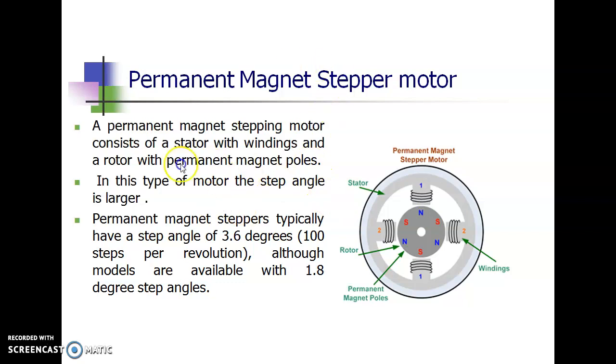But the step angle obtained from this permanent magnet stepper motor is larger. Normally it is around 3.6 degrees, and even 1.8 degrees step angles are available. Normally it is 3.6 degrees, that is 100 steps per revolution. In a revolution there are 360 degrees, so with a step angle of 3.6 degrees, the number of steps required is equal to 100 per revolution.